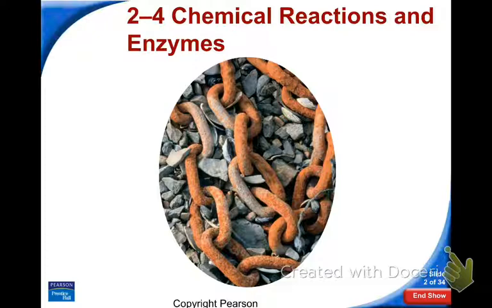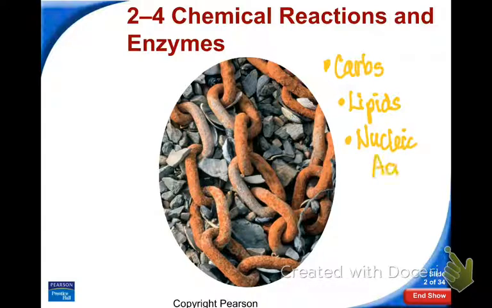And remember our 4 groups of organic compounds? We had carbohydrates, right? Lipids, which are fats, oils, and waxes. Nucleic acids. And proteins. So enzymes are a subcategory of proteins, very important for helping cells run all of their chemical reactions and get things done in a timely enough fashion that it makes it possible for a cell to survive.